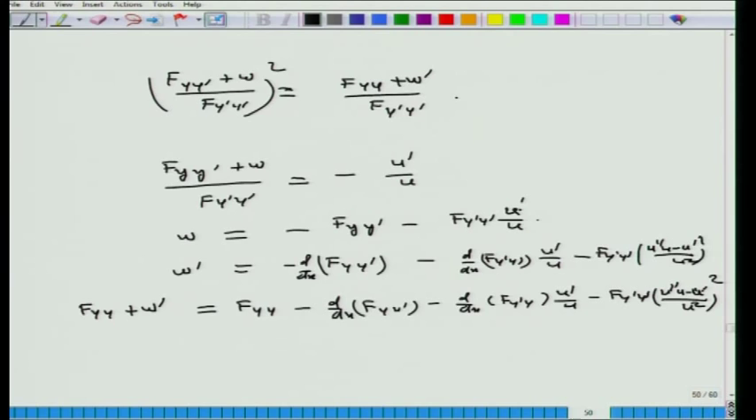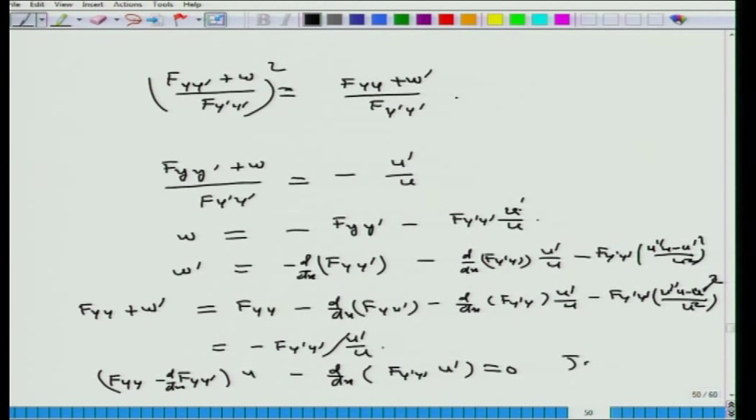U prime square. And so here we see that this is actually equal to f y prime. From here, this is equal to minus f y prime u prime over u. So we see that the last term here will cancel with this, and simplifying this we get the Jacobi equation, that is f y y minus f y y prime d by dx of this u minus d by dx of f y prime u prime equal to 0, Jacobi's equation, which we had already got.